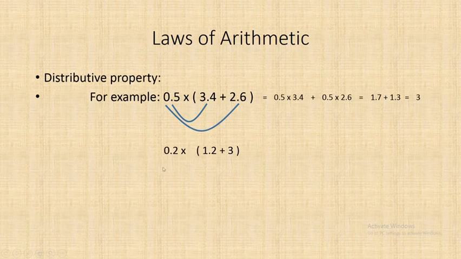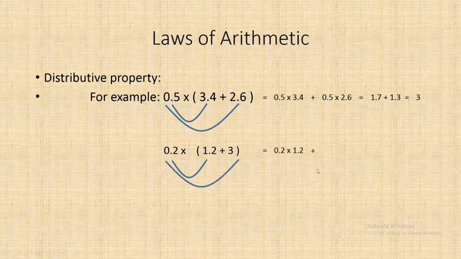Okay, another example. 0.2 times (1.2 plus 3). What do you think I'm going to do here? Exactly, the same thing. I'm just saying hi with this 0.2 times 1.2 and 0.2 times 3. Okay, and calculate them and get the answer. And don't forget that this sign is in the middle between them. It's plus here, so it's plus. If it's minus, so it's minus. Okay, so I will just calculate that here for you. 0.2 times 1.2 is equal to 0.24, and 0.2 times 3 is equal to 0.6, and add them, so the answer is going to be equal to 0.84.